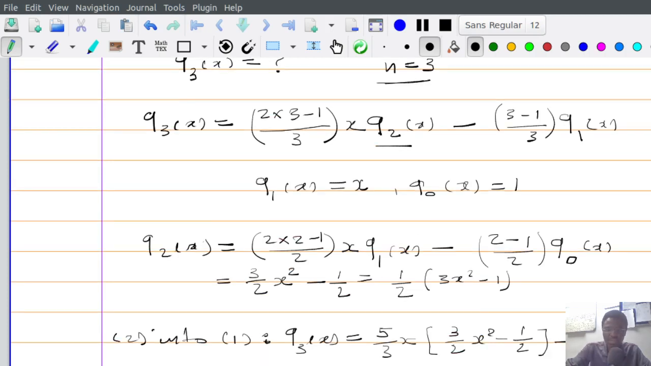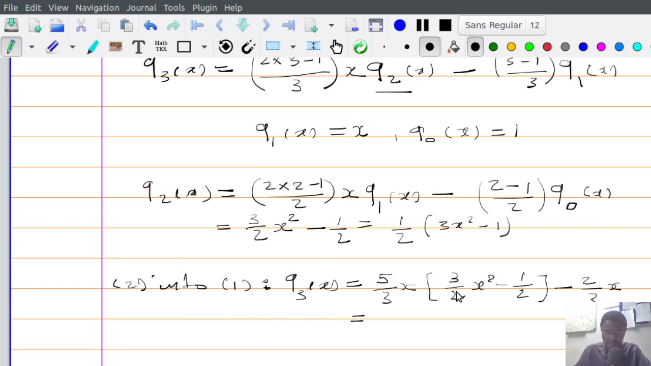Now if we expand this, 3 will cancel out with this one, so we have 5 by 2 x cubed, minus 5 by 6 x, minus this one, 4 by 6 x, which is equal to 5 by 2 x cubed minus, now this will be negative 9 by 6, so that will be negative 3 by 2 x.